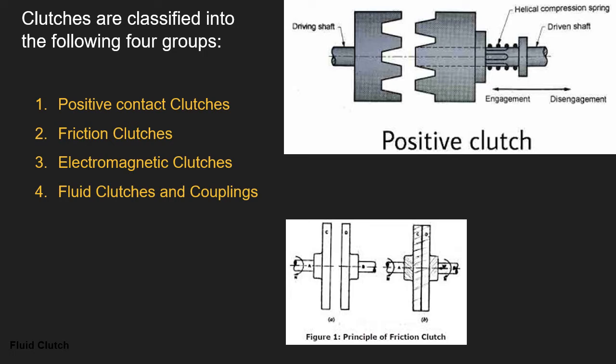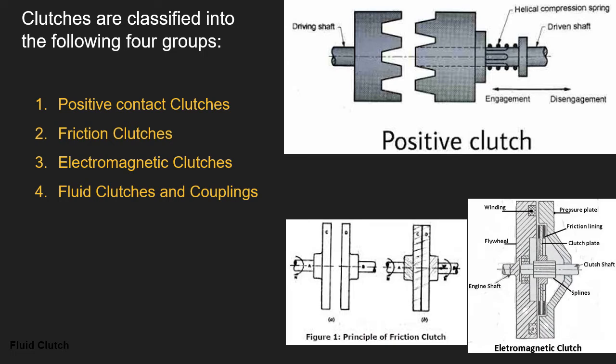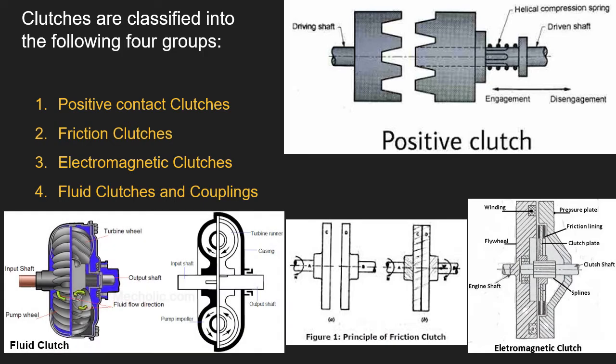Now, the transmission of power happens because of the friction between the two contacting surfaces, hence the term friction clutch. The third one is the electromagnetic clutch, where the engagement and disengagement is obtained through the use of a magnetic field. Then we have the fluid clutch, where the engagement and the disengagement happens because of fluid pressure. So this is how all four categories of clutches will work. Now, in the next slide, we will look into a comparison of all four categories of clutches.